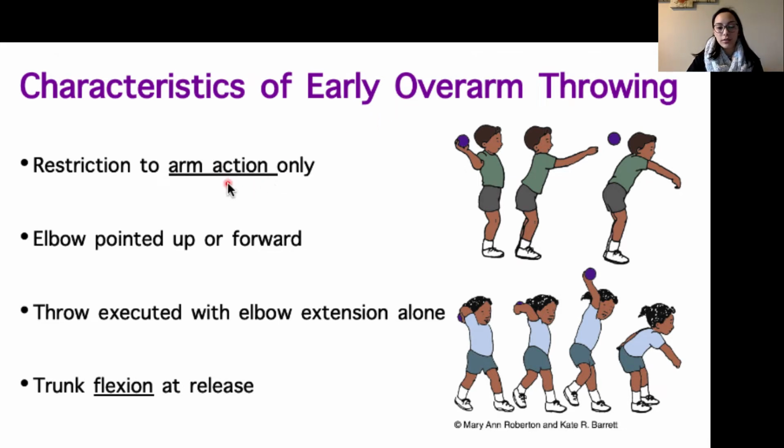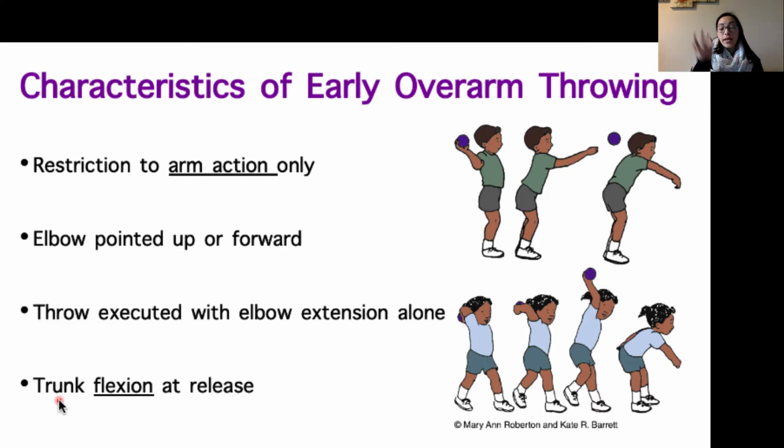So arm action only. Usually the elbow is going to be pointed forward or up, so that's this picture down here kind of exemplifies that characteristic pretty well. Usually the throw is executed with elbow extension only, so in terms of planar movements, most of the movement is in the sagittal plane, where they're just flexing their elbow and shoulder and then extending the elbow and shoulder up to the point of ball release.